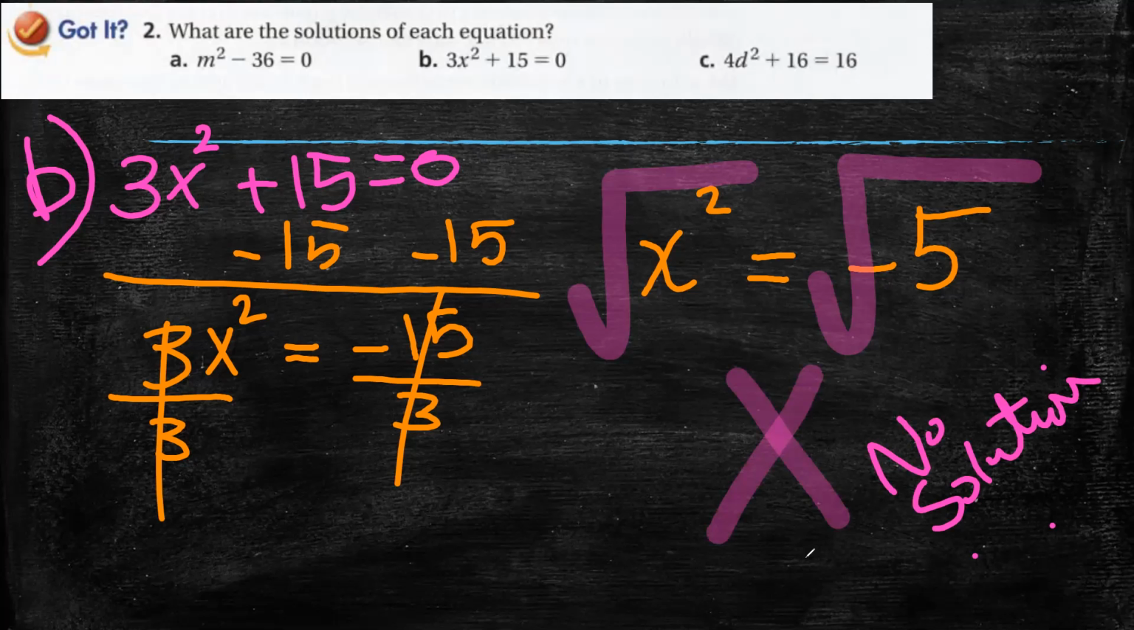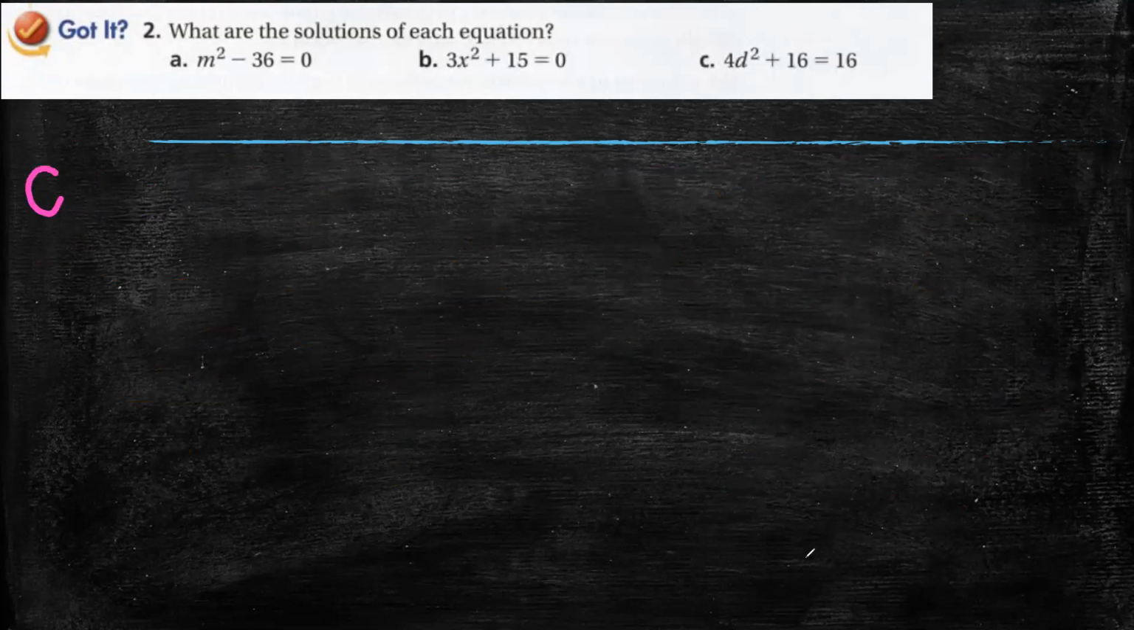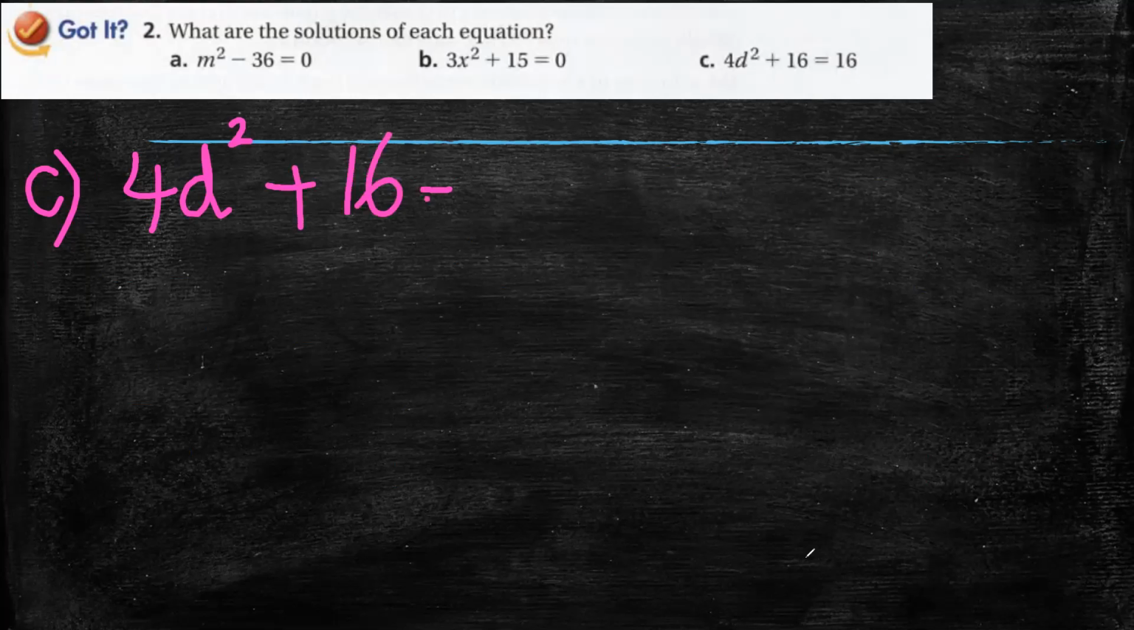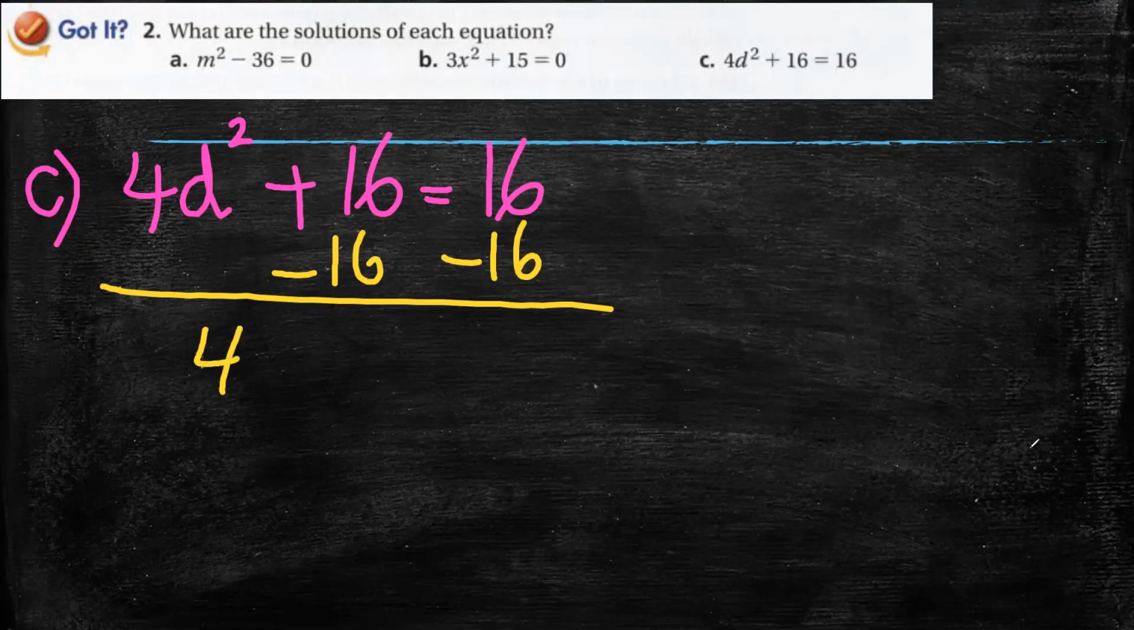Let's talk about C now. In C, we have 4d squared plus 16 equals 16. I want to isolate d. What do we have to do? Minus 16, minus 16. It is 4d squared equals 0.